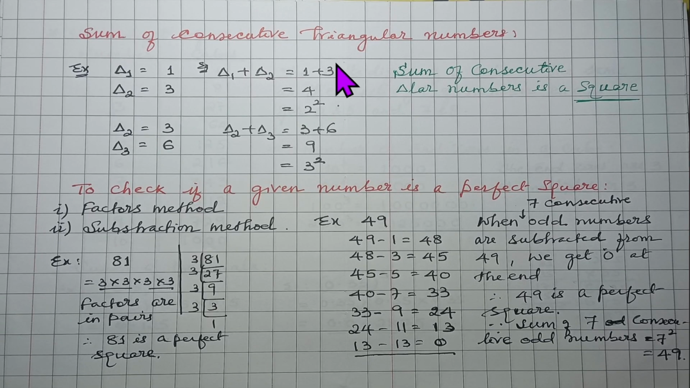Now coming to a very important property of triangular numbers: when we add two consecutive triangular numbers, the result is a perfect square. Triangular number 1 is 1, triangular number 2 is 3. When we add them, we get 1 plus 3, that is 4, a perfect square, 2 square. Similarly, take triangular number 2, that is 3, and triangular number 3, that is 6. Add them, we get 9, which is a perfect square. So the sum of consecutive triangular numbers is 100% a perfect square, a very important property of triangular numbers.